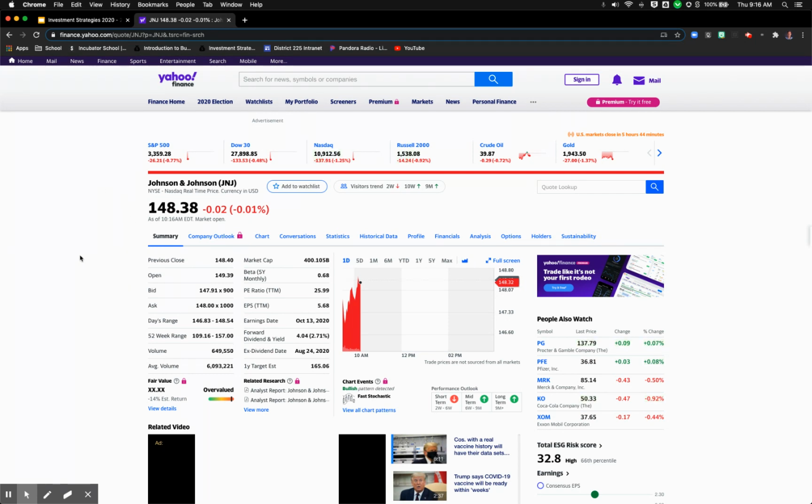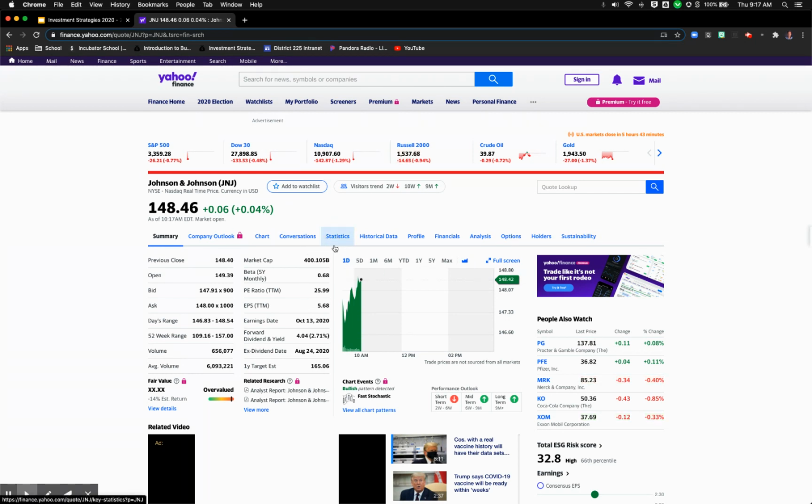Now, the nice thing is that two of these are available to us right here on the summary page. You can see here our PE ratio for Johnson & Johnson is 25.99. That number in itself might not mean much until we actually compare it to another company. So there's our PE ratio. And then there is our earnings per share. In this case, Johnson & Johnson has a $5.68 earnings per share. So for every outstanding share, the owners of this business earned $5.68. Okay, so there's your two.